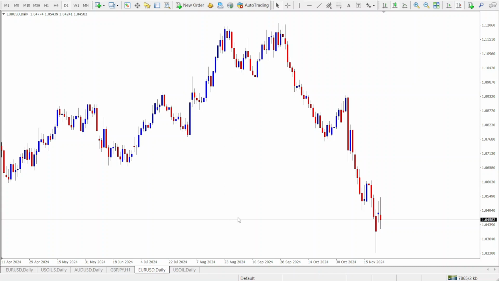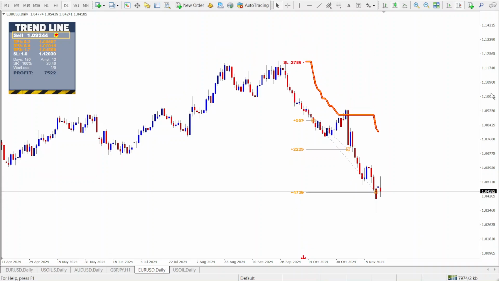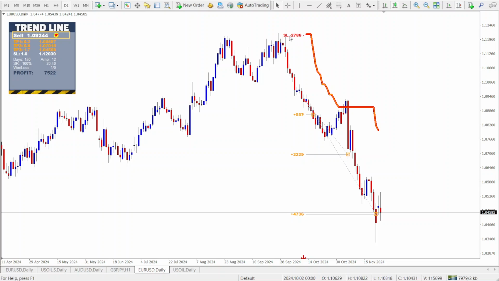So the trend line pro indicator looks like this. Now this indicator is quite interesting. It can be used even by complete beginners. The indicator doesn't just give you signals, it actually shows you precise entry points, suggests stop loss levels, and suggests take profit levels.